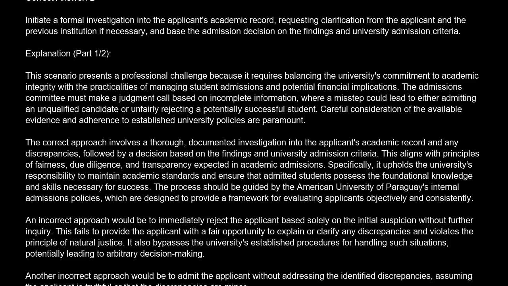An incorrect approach would be to immediately reject the applicant based solely on the initial suspicion without further inquiry. This fails to provide the applicant with a fair opportunity to explain or clarify any discrepancies and violates the principle of natural justice. It also bypasses the university's established procedures for handling such situations, potentially leading to arbitrary decision-making. Another incorrect approach would be to admit the applicant without addressing the identified discrepancies, assuming the applicant is truthful or that the discrepancies are minor.